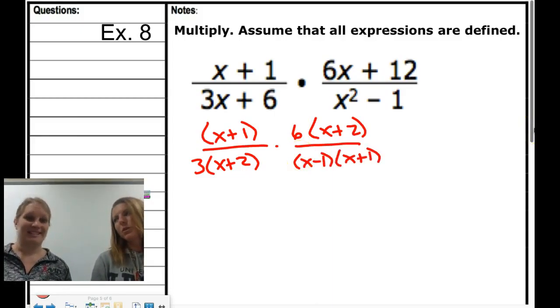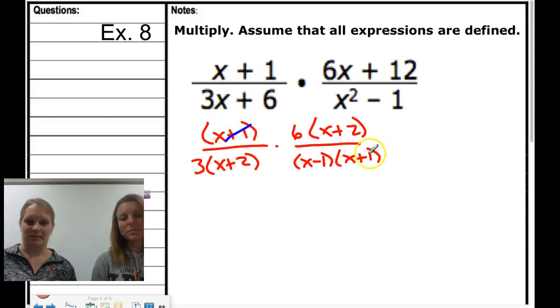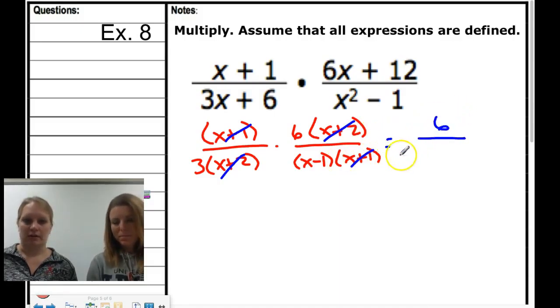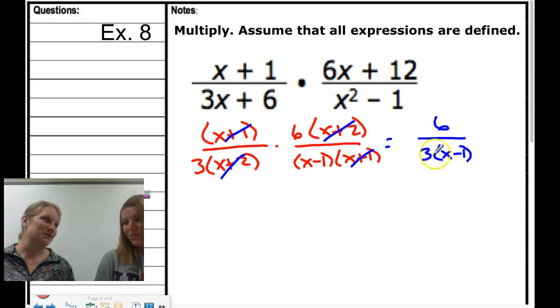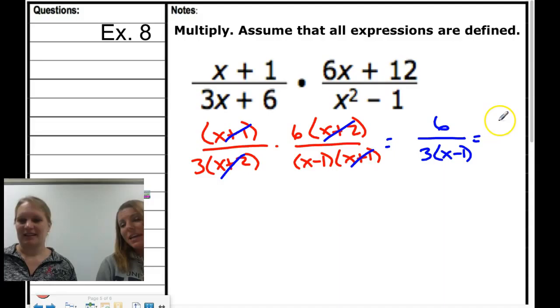We like those binomial squares. All right, so this one cancels with this one. This one cancels with this one. So this time we're left with 6 on top over 3 times x minus 1. However, we can reduce that. 6 divided by 3 is 2, and the 2 goes in the top.